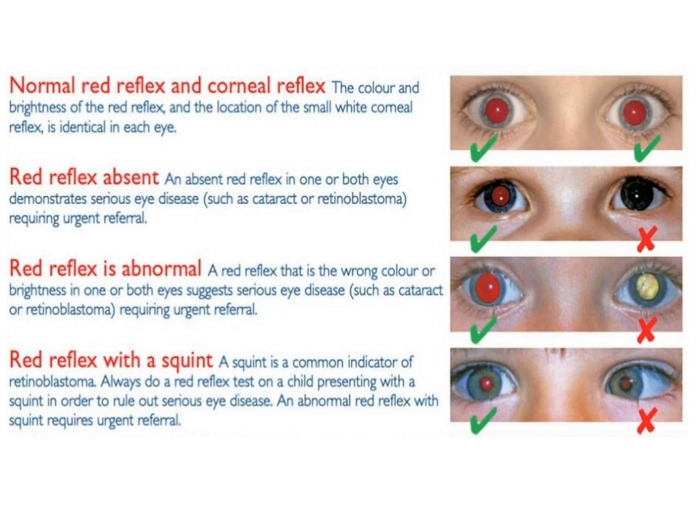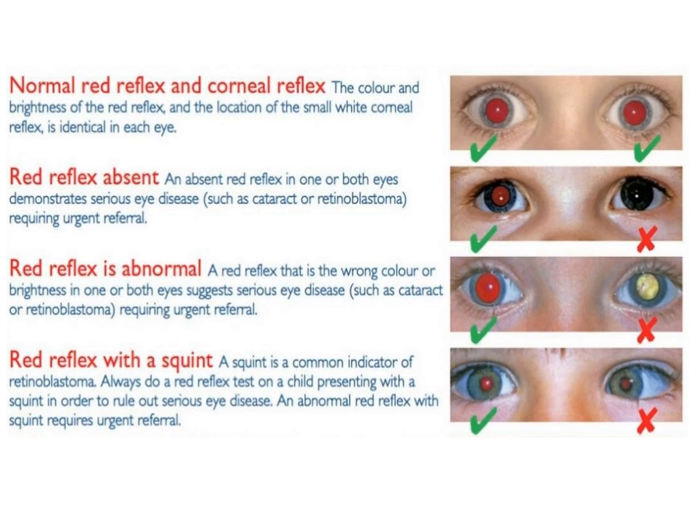So with a normal red reflex, the color and brightness of the red reflex, and the location of the small white corneal reflex, are identical in each eye. If it is absent, it could be an indication of a cataract or a cancer, which is retinoblastoma. A red reflex that is abnormal usually appears to be the wrong color, such as in the image, usually seen in cataract or retinoblastoma.